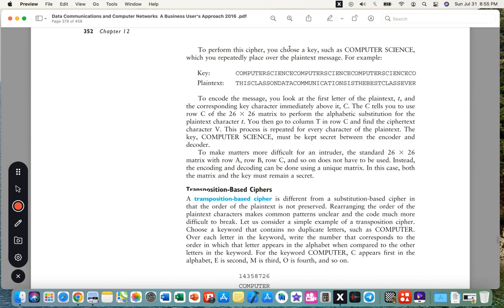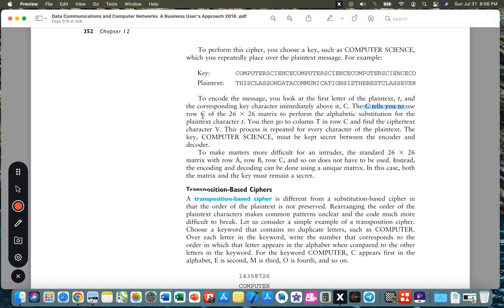To perform this cipher, you choose a key such as computer science, which you repeatedly place over the plain text message. For example, computer science, computer science, computer science. This is the key. To encode the message, you look at the first letter of the plain text, T, and correspond it with the key character immediately above it, C. The C tells you to use row C of the 26 by 26 matrix to perform the alphabetic substitution for the plain text T. Then you go to column T in row C and find the ciphertext V. This process is repeated for every character of the plain text.